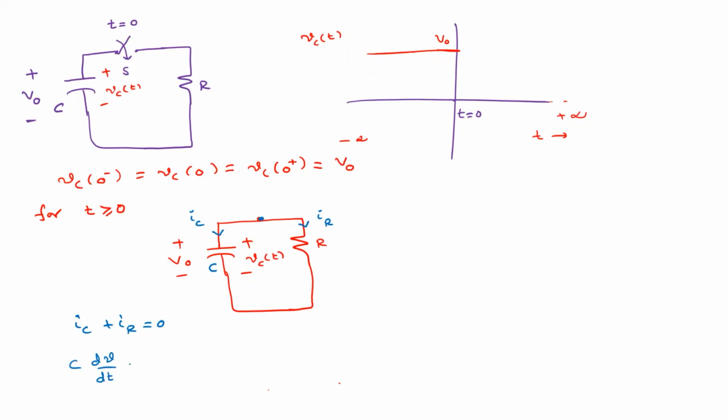Okay. What is the current through the resistor, if you know the voltage? IR is VC by R. Just for simplicity, this VC of t I am writing as V. Don't be confused by that. Instead of writing VC of t, I'm just writing V of t, otherwise that will give unnecessary confusion. So this entire thing, C dV by dt plus V by R, is equal to 0, right?